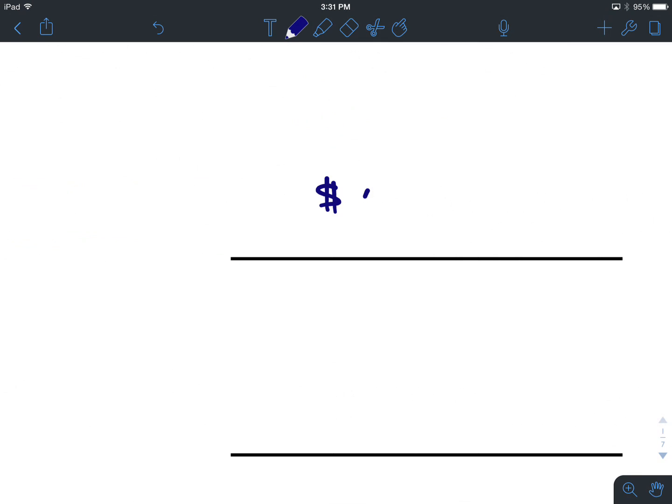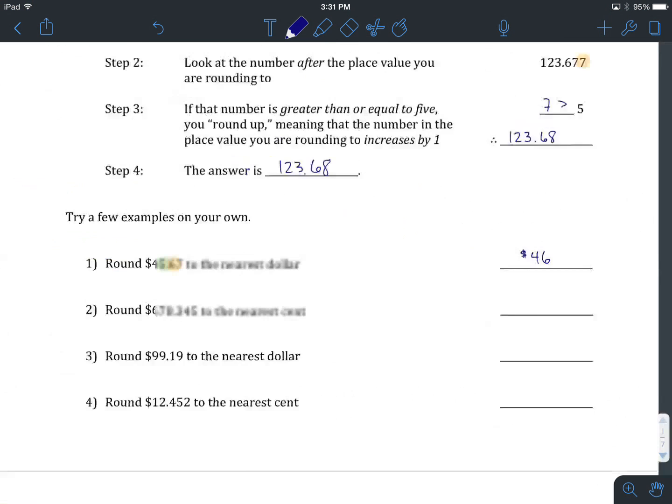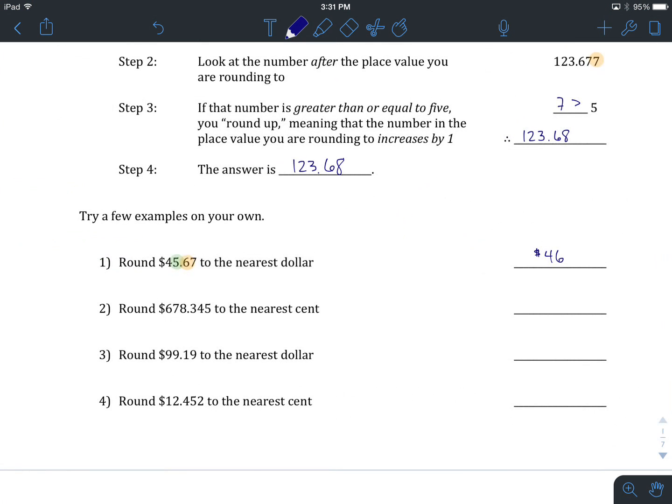And as I said in the first example, everything after the place value we're rounding to, we just don't put it down anymore. We're saying it doesn't matter. I'd like you to pause here again and try number 2, rounding $678.345 to the nearest cent. Give this one a try, hit pause. When you've got it, click back and we'll see how you did.